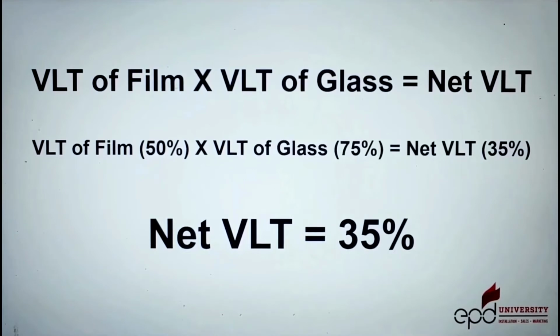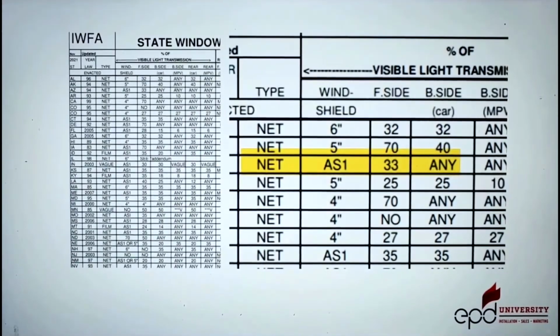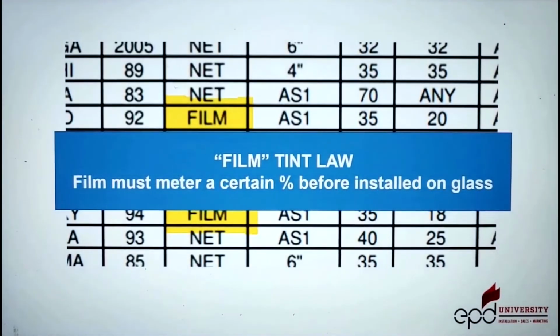So if you're trying to meet the legal requirement of a net 35% state tint law, the film must meter out to 35% or greater once installed on a car's glass. The best way to validate compliance with the state law is to meter out every installation to verify that the minimum VLT requirement is met. A handful of states have film tint laws rather than net. A film law means that the film inside the box, before it is installed on glass, must meter a certain percentage. This is a much easier tint law to understand because you're not having to take into consideration the VLT of the car's glass. And keep in mind, not every piece of automotive glass is the same VLT.